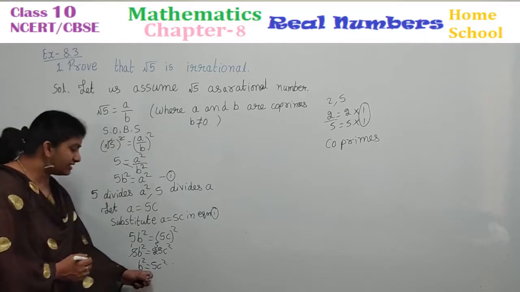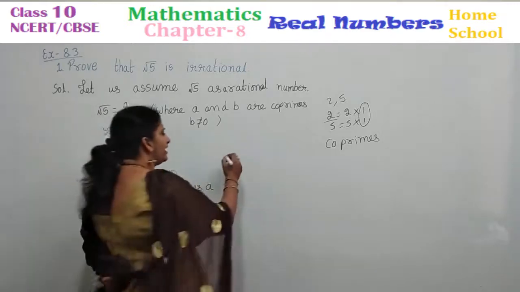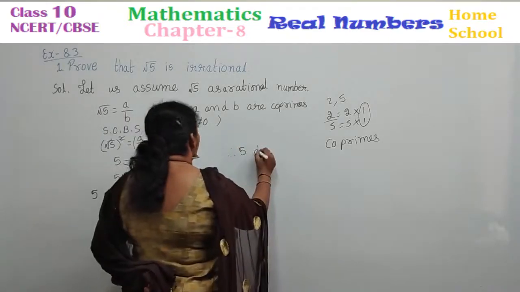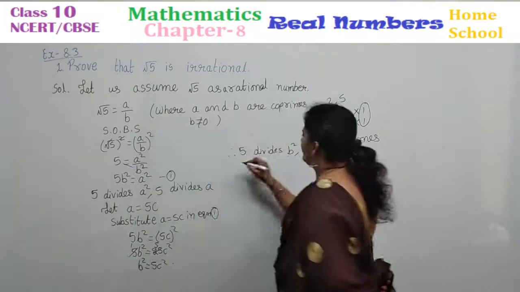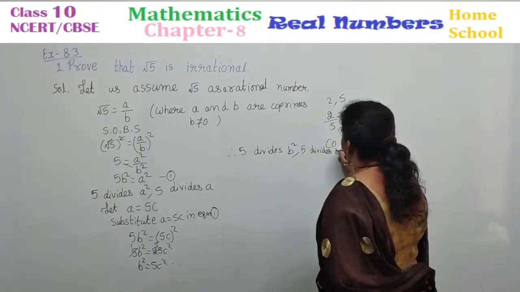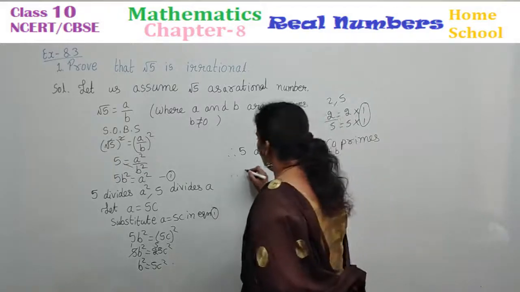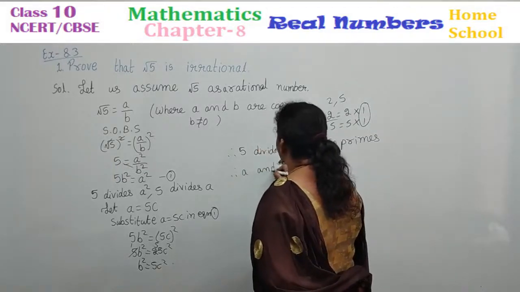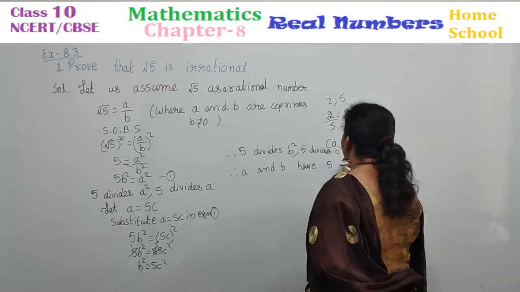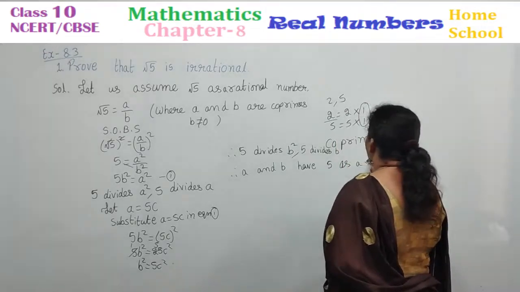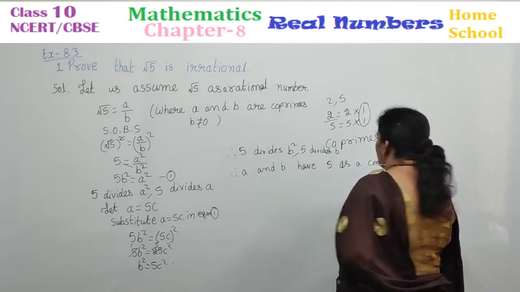Again observe here, children, this 5 multiple. If it comes this side, it will be divided. Therefore, 5 divides B square by theorem. If it is dividing B square, 5 divides B. So, finally, what we can say, children? Therefore, A and B have 5 as a common factor. A and B have 5 as a common factor.